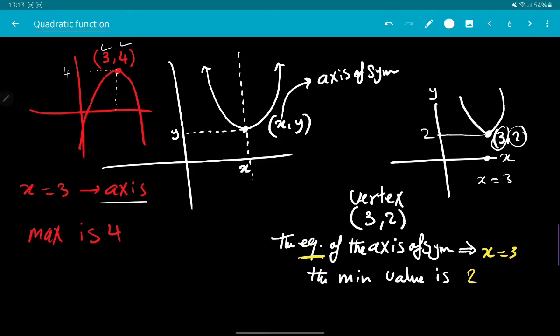But in this example here, it goes down, then it comes up again. That's why it's called the minimum value, and here it's the maximum value. Here, if we have a vertex 3 and 2, the equation of the axis of symmetry will be x equals 3 and the minimum value is 2, or the maximum, it depends on the graph.